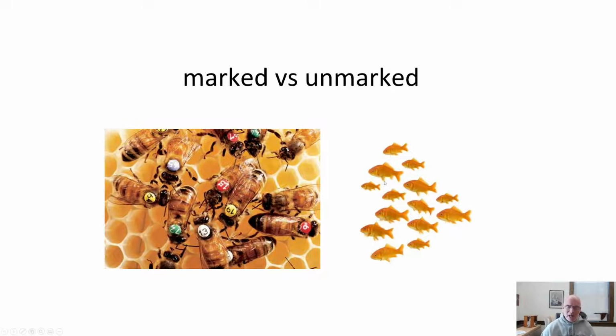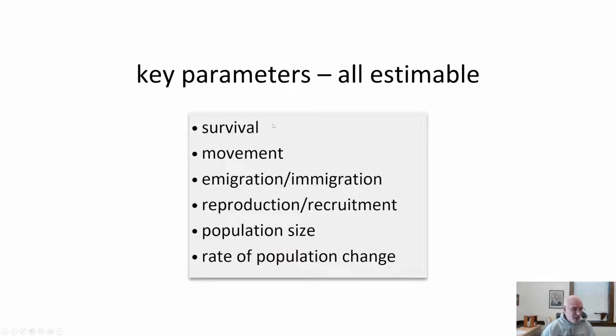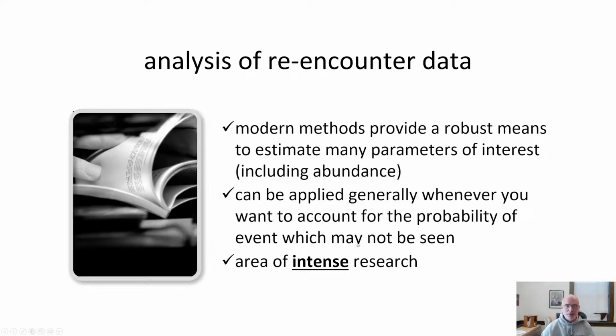So for this class, we're not going to talk at all about the unmarked stuff that you can do. We may get to a little bit of that later in the semester, but the vast majority of time, we're going to focus in on what you can do with marked individuals. And these key parameters, which we introduced earlier as fundamental components of population dynamics, if you have marked individuals, all of these are statistically estimable within a rigorous framework. And we're going to look at all of these things over the course of this semester.